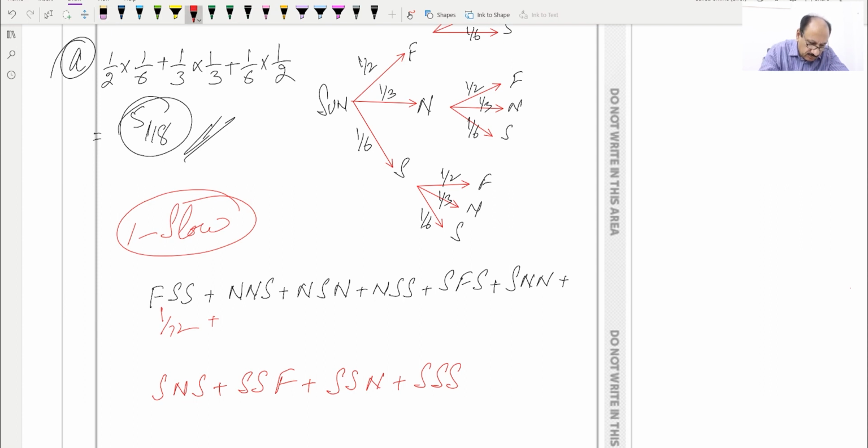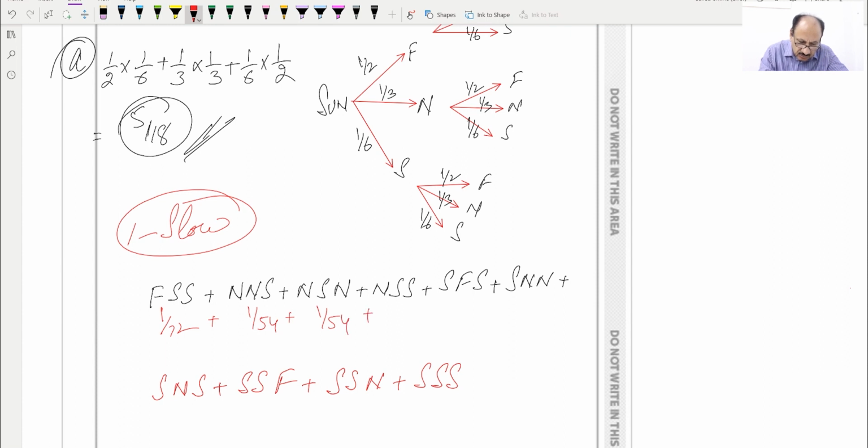We can write here 1 over 54, plus next is no change, which is 1 by 3, into slow 1 by 6, into no change, which is 1 by 3. So this will be 1 over 54 again. So I will erase this and write here 1 over 54. Hopefully you are understanding.